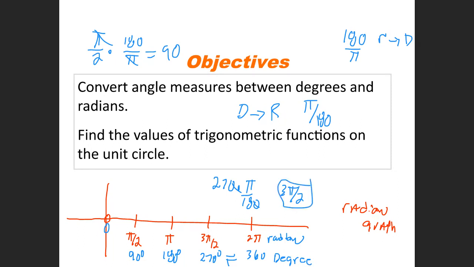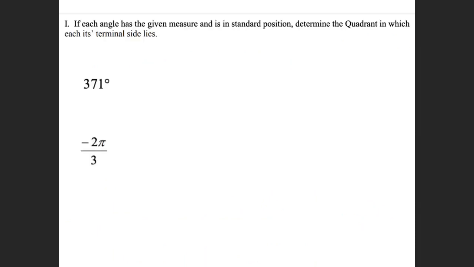So the second problem on your assessment this week is going to be converting. So hold on to your hats right now. I'm going to show you exactly what's on the assessment this week. First problem, right there. It says, if each angle has given measure in its standard position, determine the quadrant in which each terminal side is.